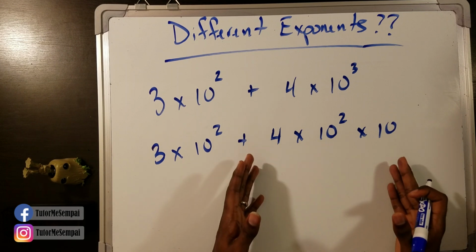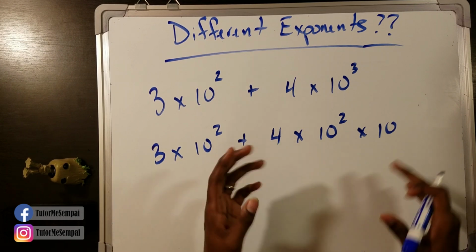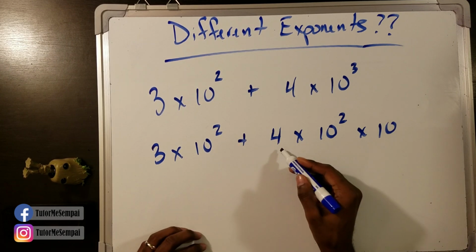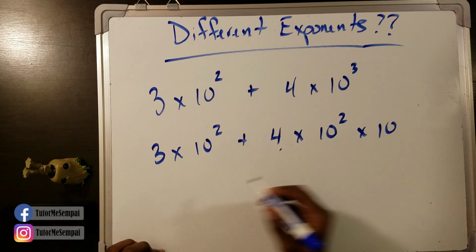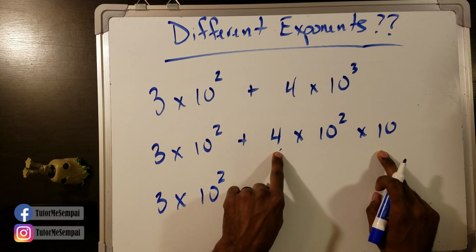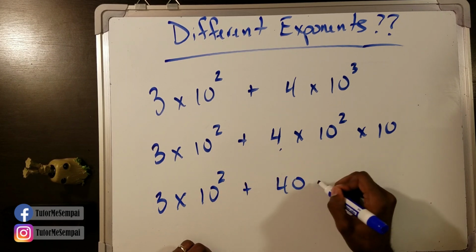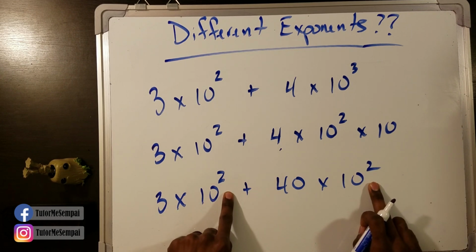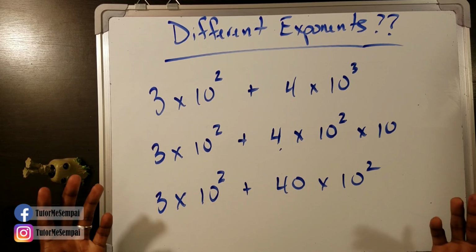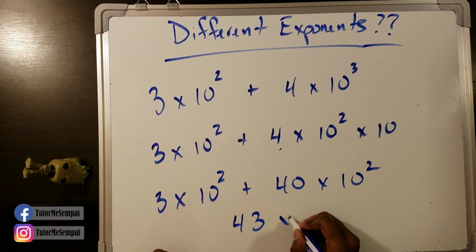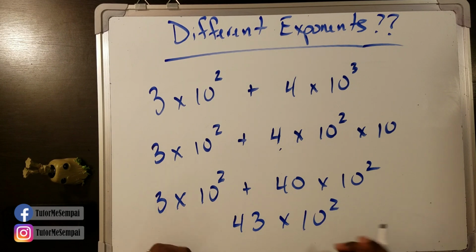And because multiplication is commutative, it doesn't really matter the order this is currently in. You can kind of combine them in different orders, right? So we're going to combine the 4 and the 10. So I'm going to rewrite this as 3 times 10 squared. And what's 4 times 10? That's going to be 40, so plus 40 times 10 squared. So you see, now we have like bases and we have like exponents. And because we have both of those, we can just add their coefficients like we normally would. So this is going to be 3 plus 40, which is just going to be 43 times 10 squared, or times 10 to the second power.